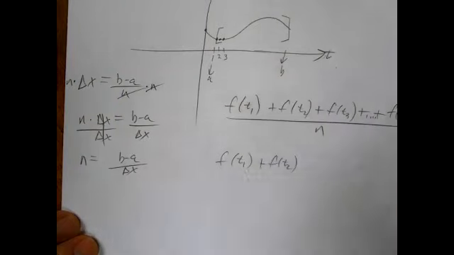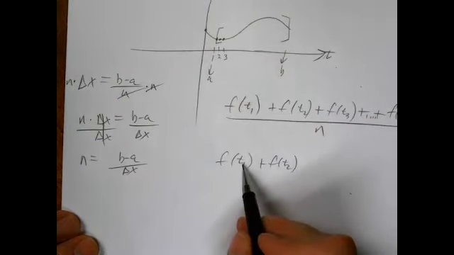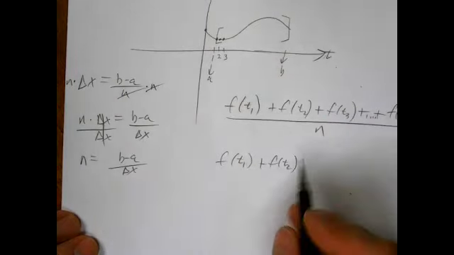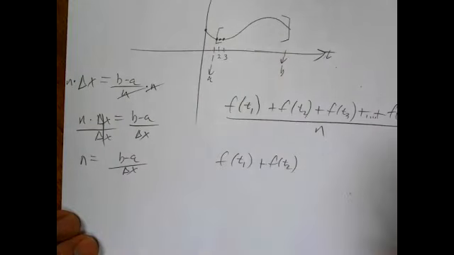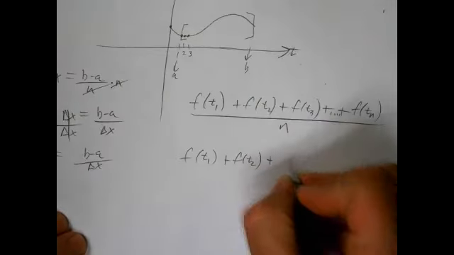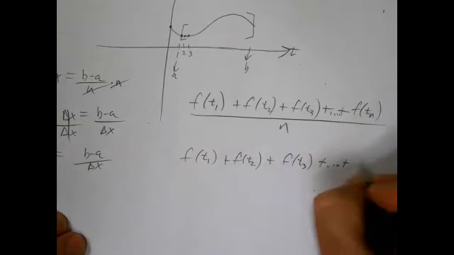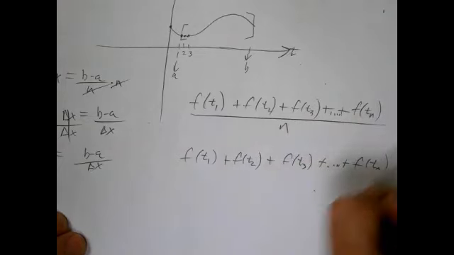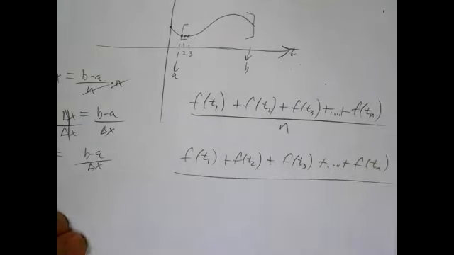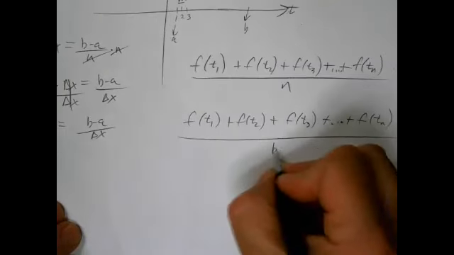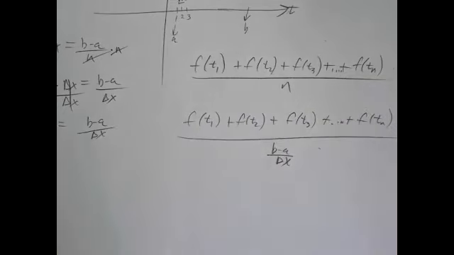And I could, by the way, replace f of t sub 1 with a big T sub 1 and a big T sub 2, etc. But I don't want to. Again, I have a motive. All right, so I'm going to replace the n with (b minus a) over delta x.